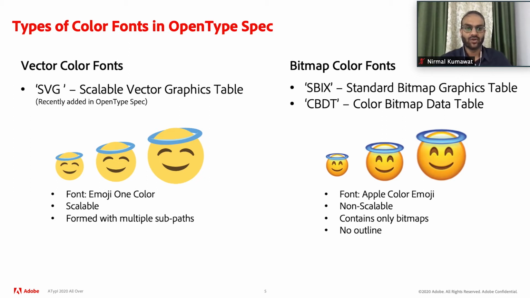The example here shows two different color fonts with only emojis, where one is an SVG based color font and the second one is the SBIX based Apple's color emoji font. The SVG based color glyphs are highly scalable, formed with multiple different subpaths, and each path can have a different color, gradient, or texture. The SBIX based color glyphs are non-scalable as they are formed with non-scalable color bitmaps.